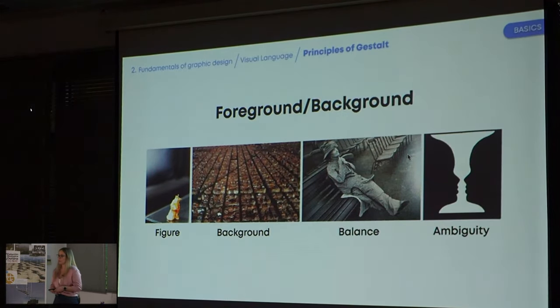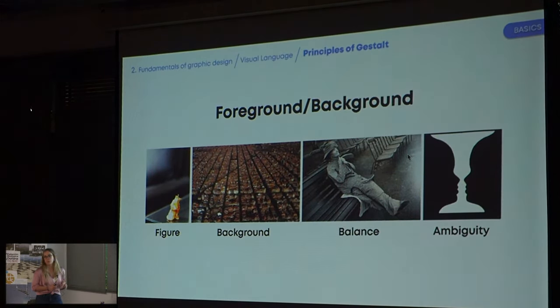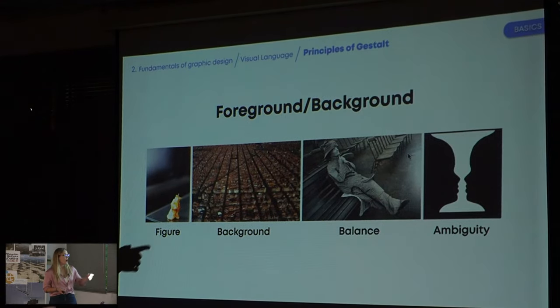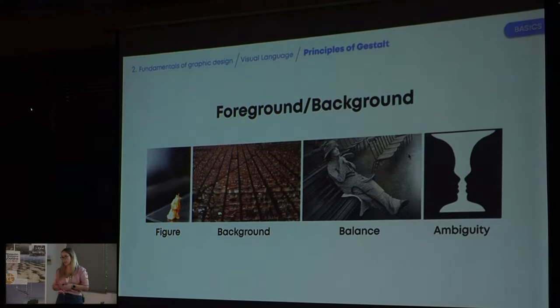One of the most important ones is the foreground-background rule. This takes advantage of how our brain processes negative space. Our brain will distinguish between the figure that it considers to be in the front, like the focal point, and the background, the area in which it rests. So it gets interesting when both foreground and background are distinct images, like we see there on the right.